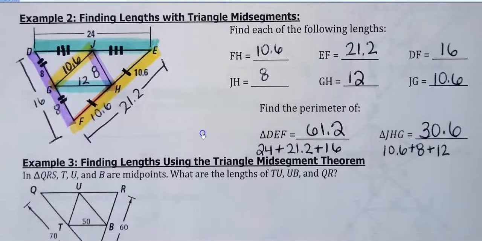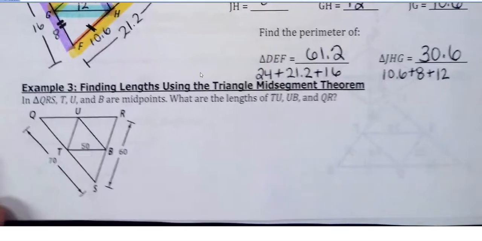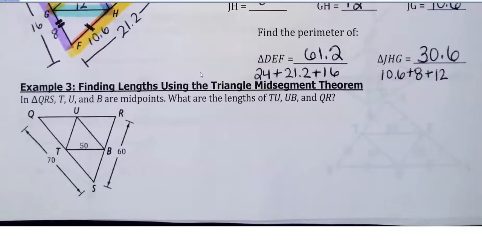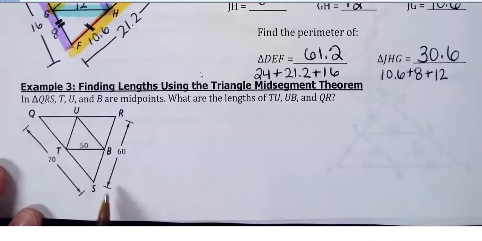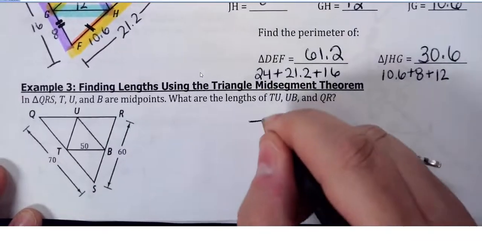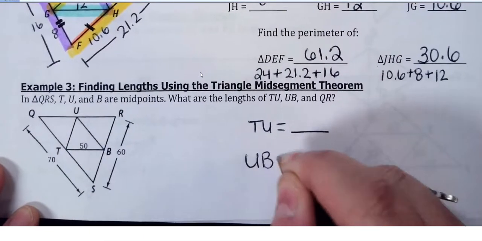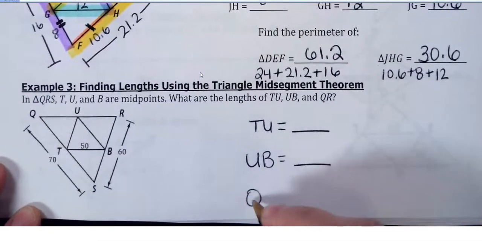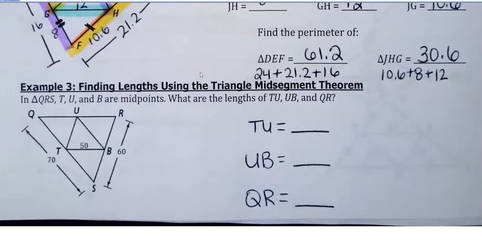Okay. Now, this one is not quite as cluttered. It doesn't have a lot of the markings, but it does say T, U, and B are midpoints. So they just don't have the markings in the diagram for the segments being congruent to each other on either side of the midpoint. But these are mid segments, and it's going to ask you to tell me the length of TU, UB, and QR.